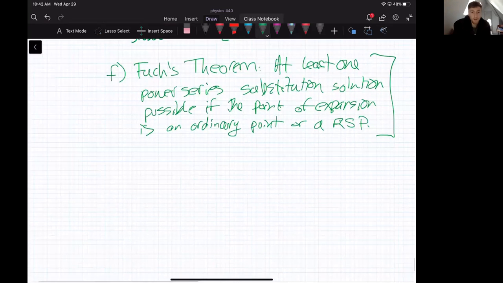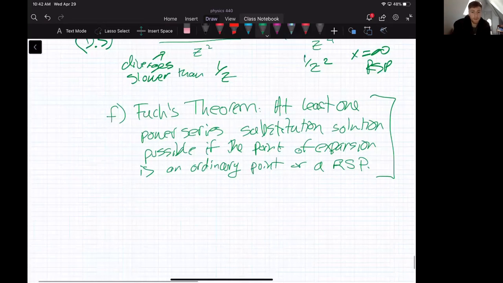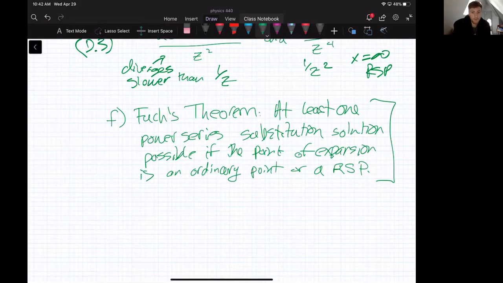Professor Pickett, what's the first word on the third line of Fuchs' theorem? Possible. Possible, sorry. Yeah, that's way more messy than usual. Sorry.